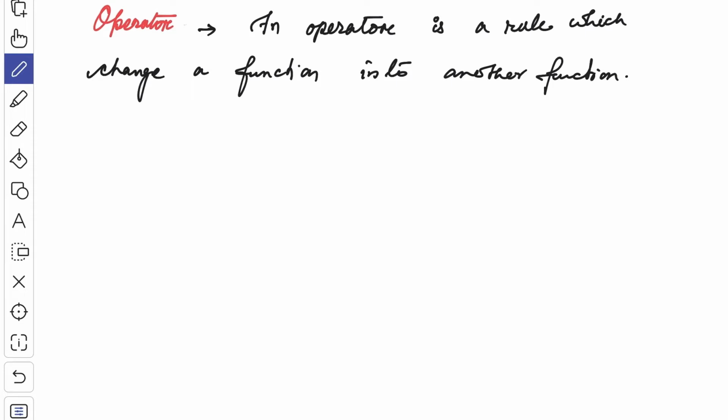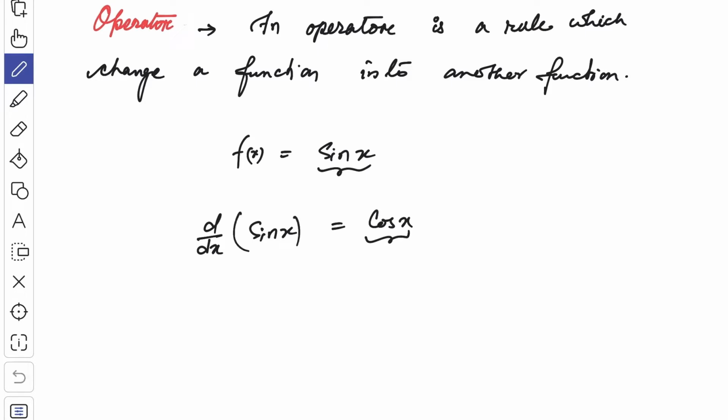Suppose we have a function f of x. Let us have sin x. This is a function of x. If you differentiate it with respect to x, that is also an operator, then you will get cos x. This is another function of x. So here d by dx, the differential coefficient, is the operator in this case.